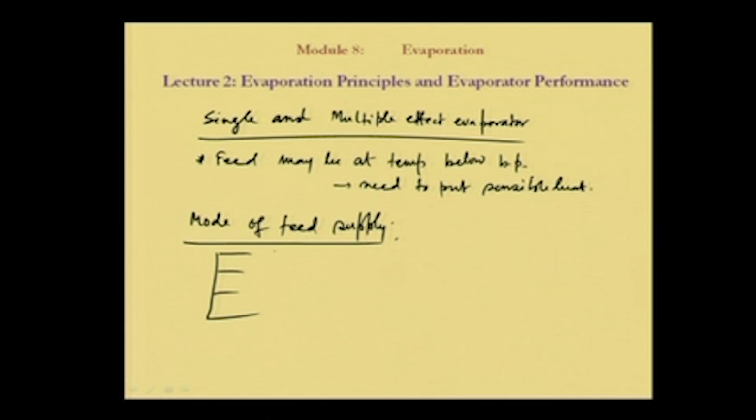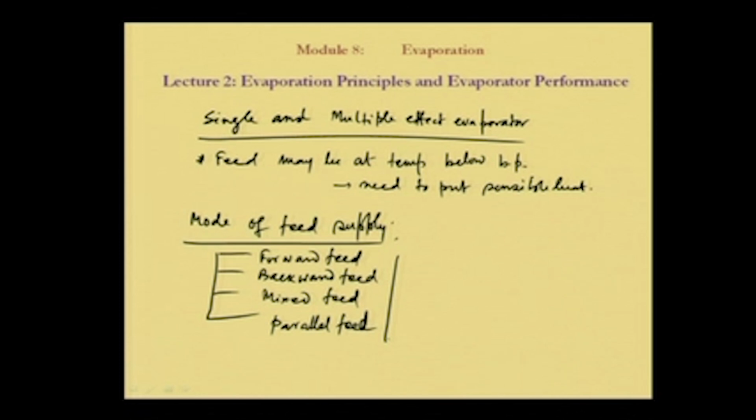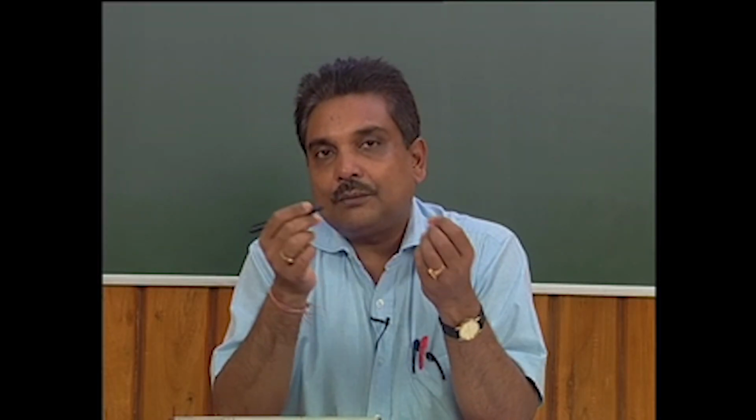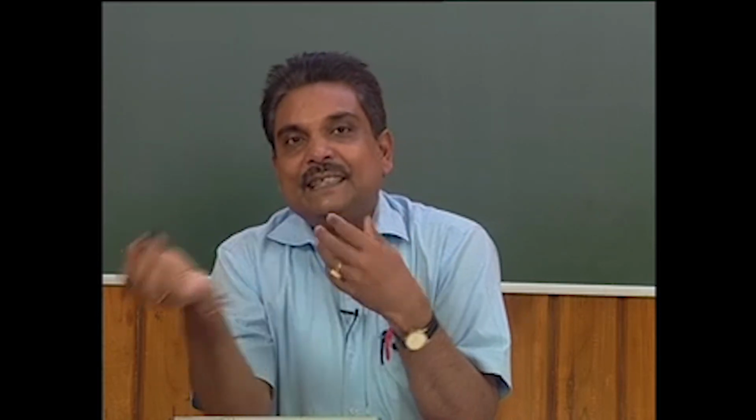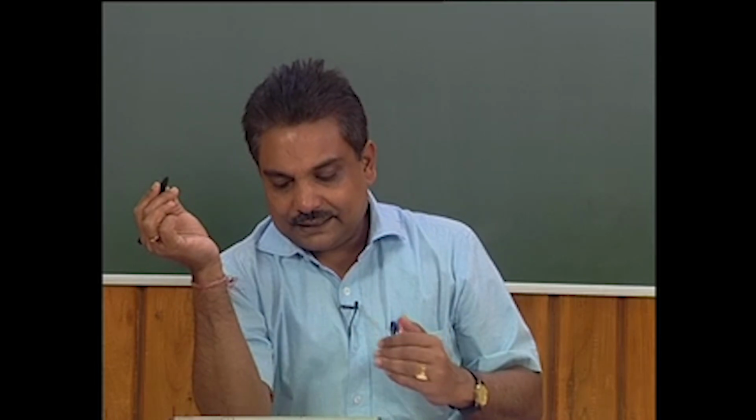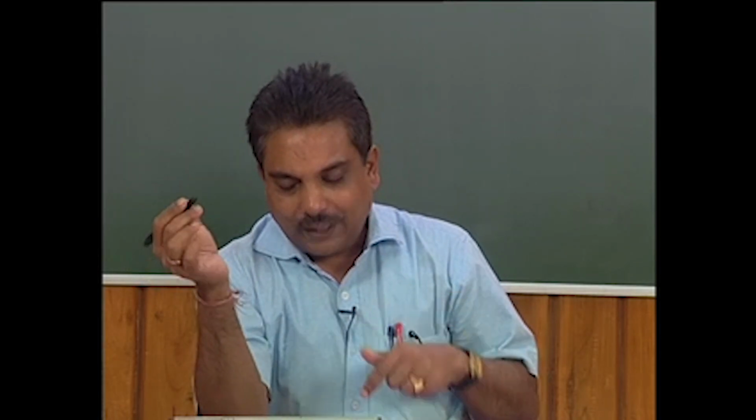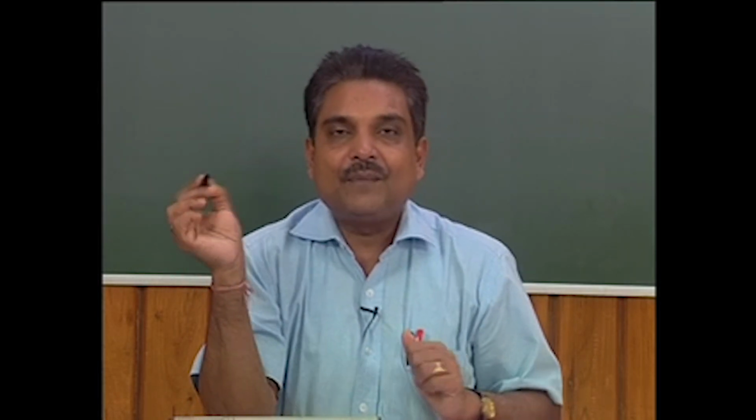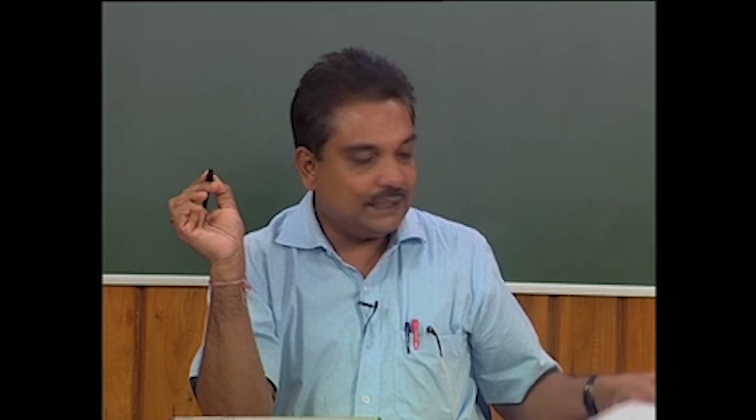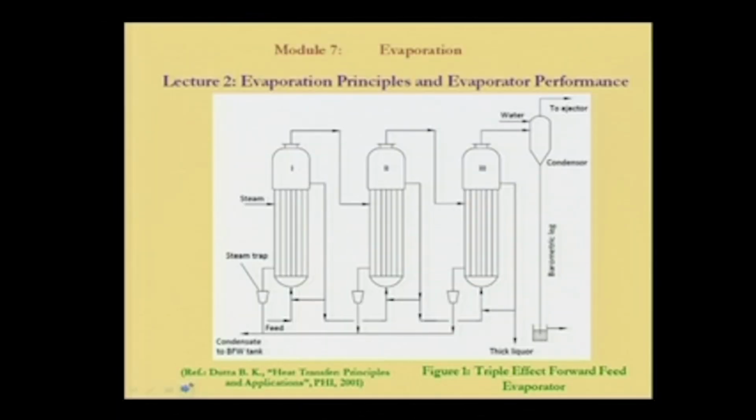One is called forward feed, then backward feed, then mixed feed, and then parallel feed. These are the 4 different types of feeding arrangements possible. Usually, in place of a single effect, there can be two effects, three effects, or more than three effects. What we discuss is that with the help of three effects, we show what a forward feed, backward feed, mixed feed and parallel feed are, and the advantages and disadvantages one would get.